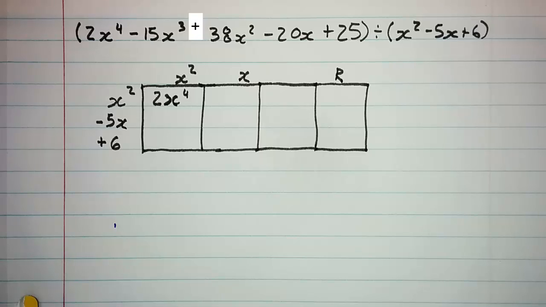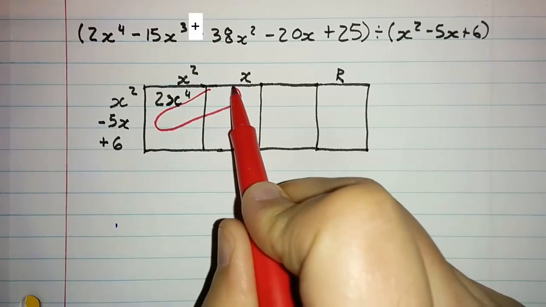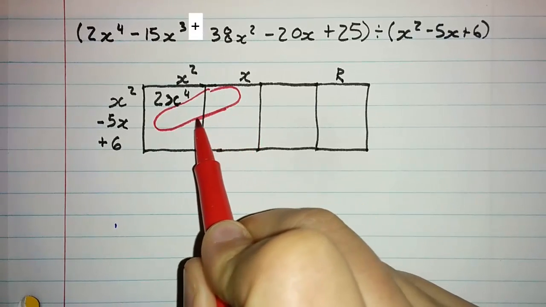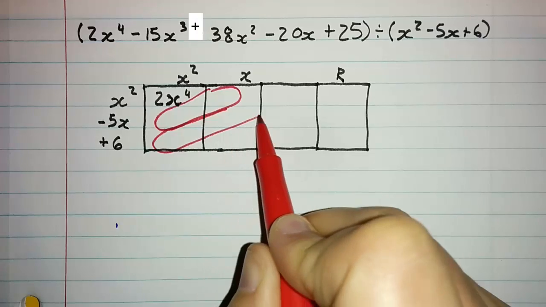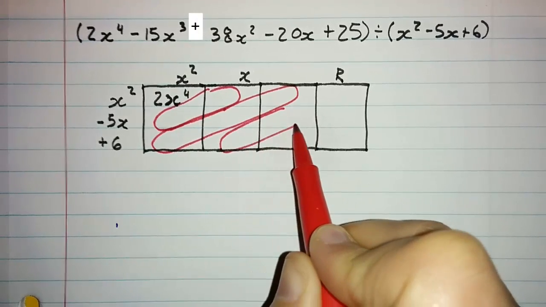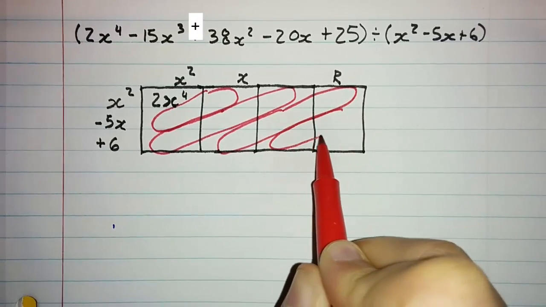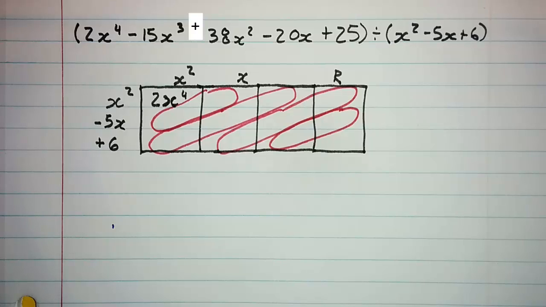And then down my diagonals, I'll have some x cubeds, some x squareds, some x's, and some constants. If you were stuck on how to get this set up, pause the video and try again.